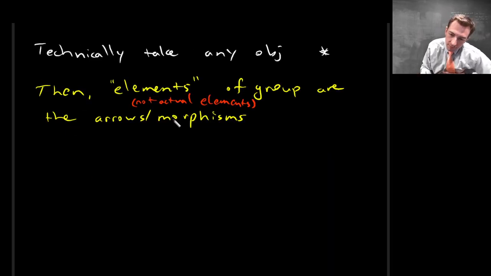Technically, we can take any object as the one object. We just call it star. And then the elements of the group are the arrows, or morphisms. When I say elements, it's not elements of a set, but usually when you write groups out, you'll have e for the identity, and whatever the names of them are. In the categorical definition of groups, the elements are actually elements of the hom set.